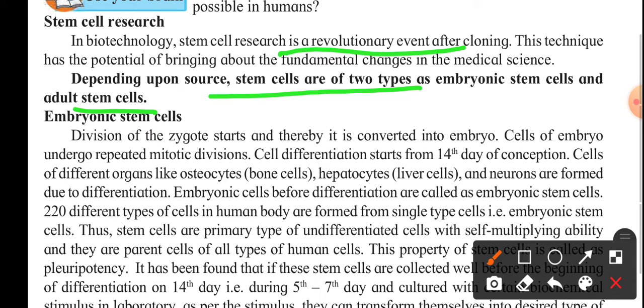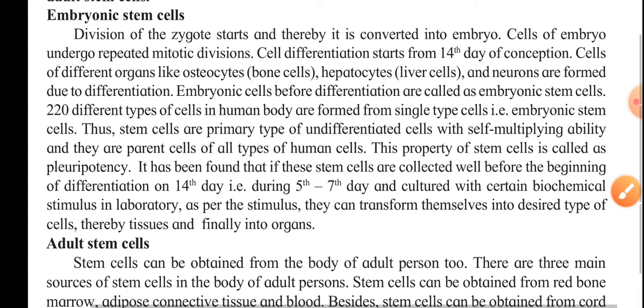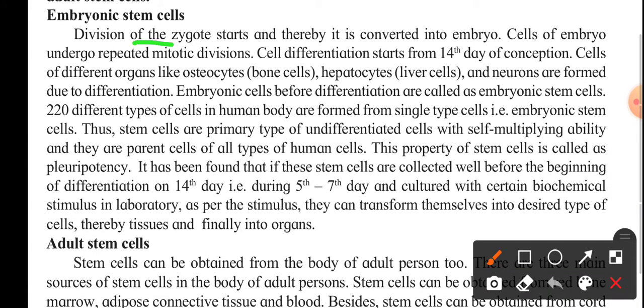Now, what is the difference between these two? Let's see that. Embryonic stem cells: when we talk about this, the division of the zygote starts and thereby it is converted into an embryo. Cells of the embryo undergo repeated mitotic division and then it forms further. So cell differentiation starts from the 14th day of conception.